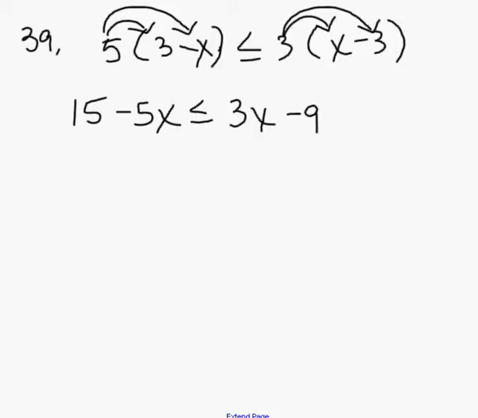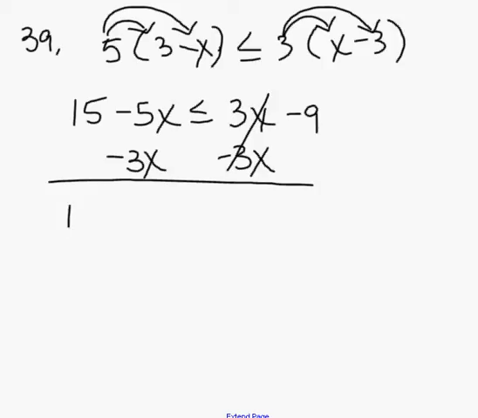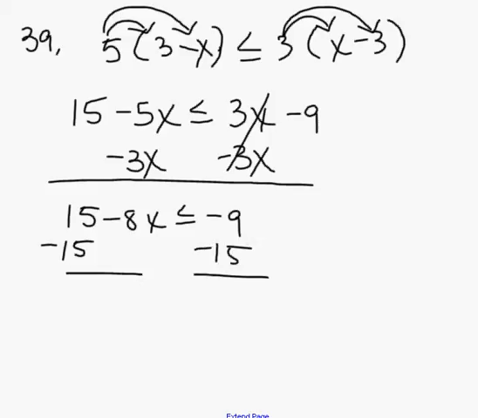Now on both sides I don't have any terms that can be combined, so I'm going to move my 3x from the right to the left. Of course, you can move in the other direction as long as you change it at the last step. That cancels over here, and I have 15 minus 8x is less than or equal to negative 9. Now I'm still moving away from my x, so I'm going to subtract 15 over to the right-hand side. And I have negative 8x is less than or equal to negative 24. And at the last step, I'm going to divide by negative 8.